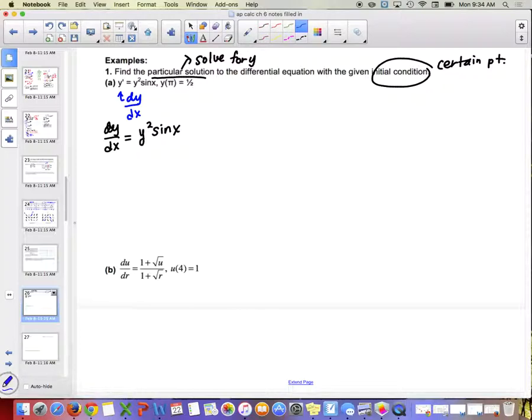So what we're going to do is take this dx, and it's a little bit weird, but we're going to multiply it over. Okay? And it's going to go with the sine of x. So I'm going to have sine of x dx. And then that y squared is going to go on the other side with the dy. So do I just write y squared? No, it's 1 over y squared, right? Okay, we have now separated the variables.